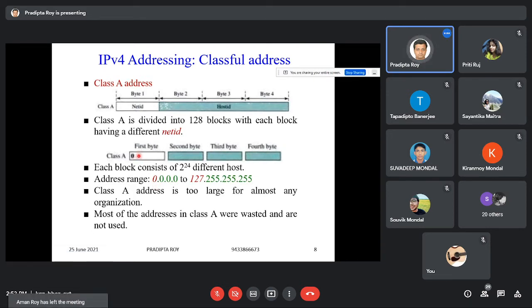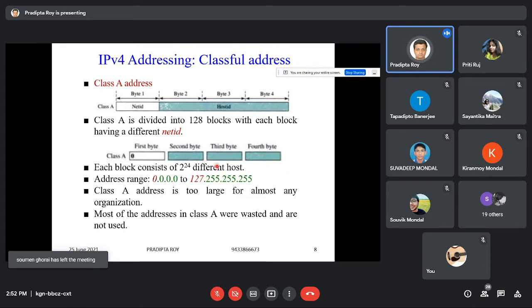So this is the starting address of class A, that is 0. If we fill the remaining 7 bits of the first byte with all 0, we get 0. Then all the other bytes, the second byte, third byte, and fourth byte, will be filled up with all zeros. Then we will find this starting address.